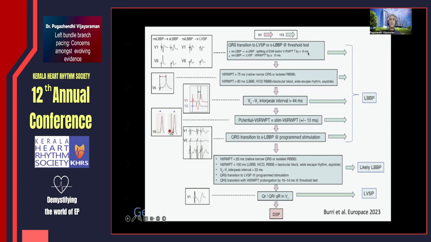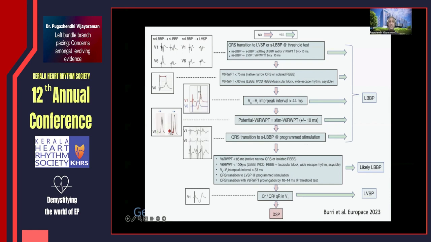And while this is a good criterion, there are situations where this may fall apart, and you need to understand that. And then the next criterion uses V6 RWPT, the R wave peak time, of less than 75 milliseconds, or less than 80 milliseconds in a patient with left bundle branch block or wide QRS at baseline. While this number may be specific, there are many scenarios where this may fall apart, and that is important to understand. And similarly, the V6 to V1 interpeak interval, and programmed stimulation, which many centers don't do.